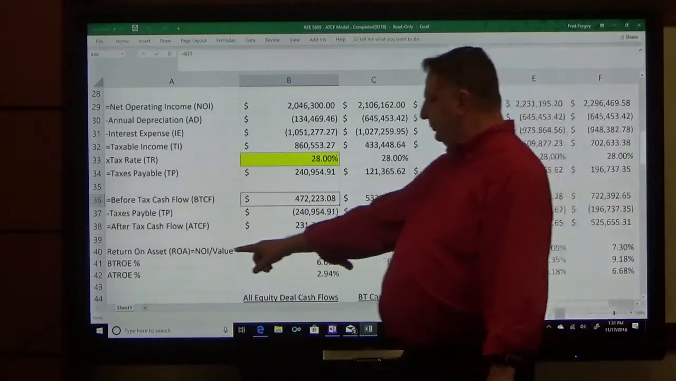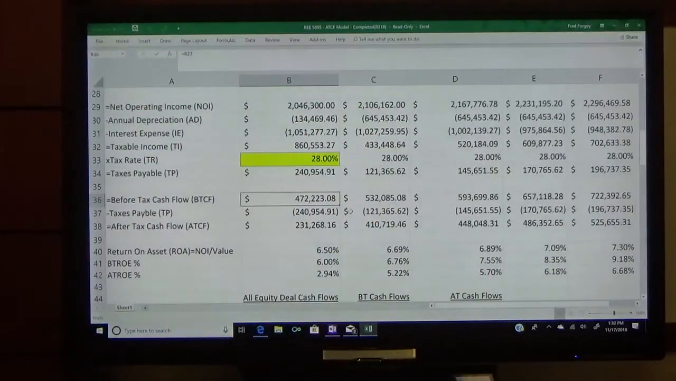And the last one that we've got there, the after-tax rate of return on equity, is simply taking our after-tax cash flow and dividing that by our equity. Now here's the thing.